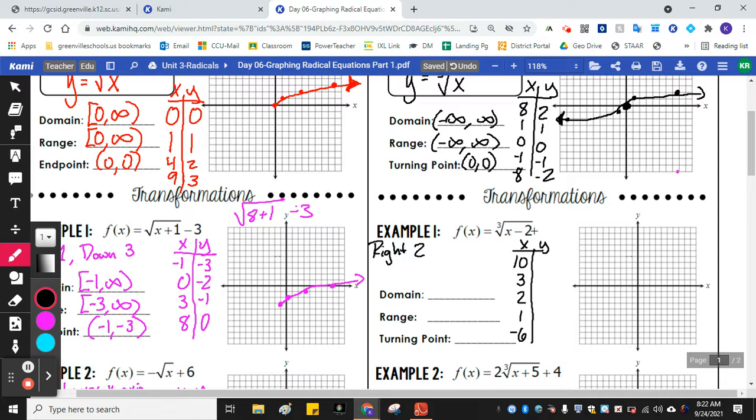If I plug 10 in, 10 minus 2 is 8, and the cube root of 8 is 2. 3 minus 2 is 1, cube root of 1 is 1. 0, negative 1, negative 8. So my y's didn't change because I just moved all my x's right. So 10, 2. 3, 1. 2, 0. 1, negative 1. Negative 6, negative 8.